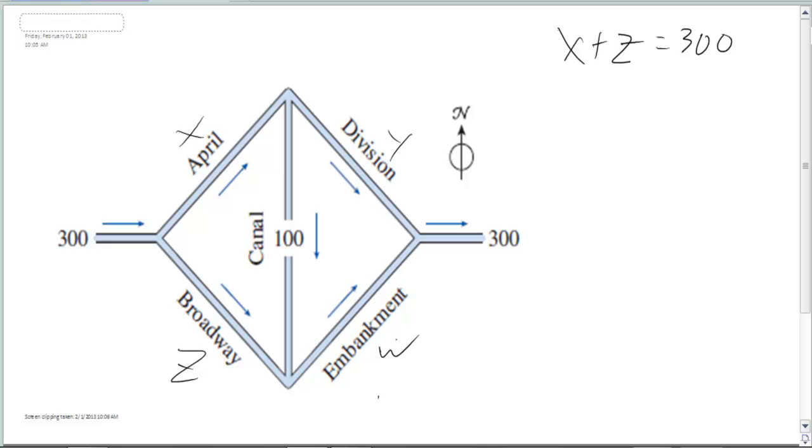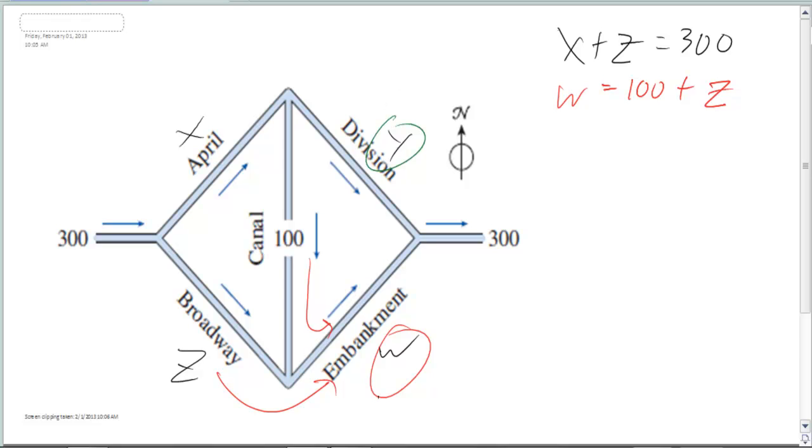I'm just going to go down here to, let's say, Embarkment, okay? How do cars get onto Embarkment? Well, they either have to come from Broadway or they have to come from Canal. So therefore, W is equal to 100 plus the amount of cars coming from Broadway. Okay, there's that path. Now, let's see if we can write an equation for Y.